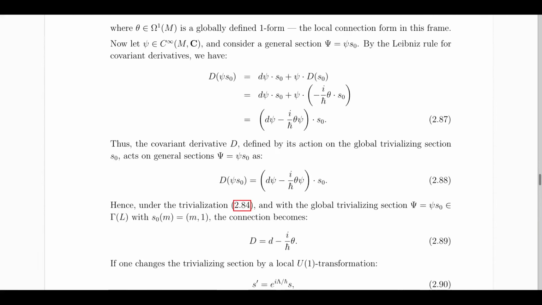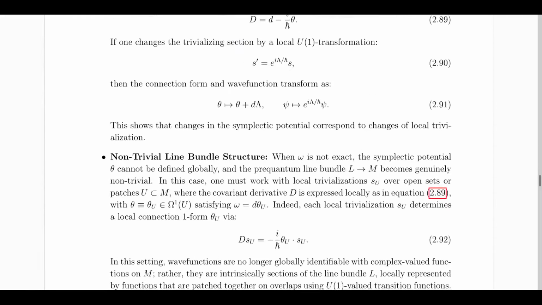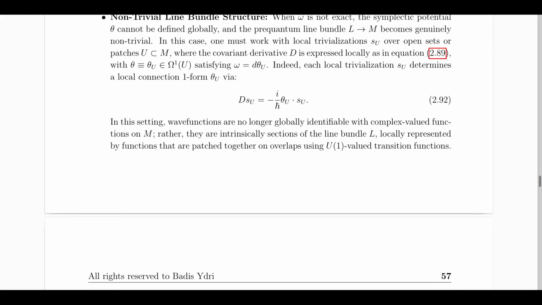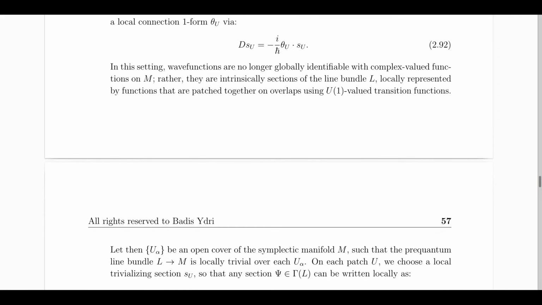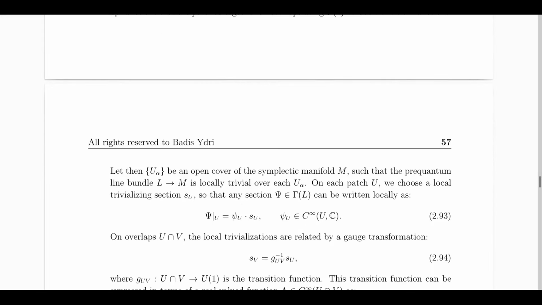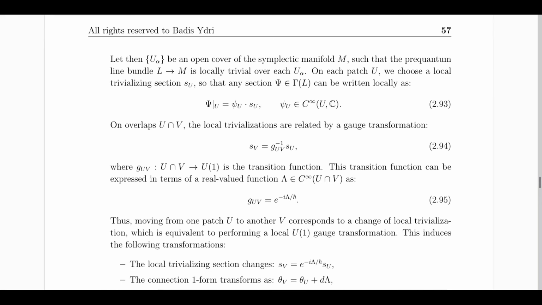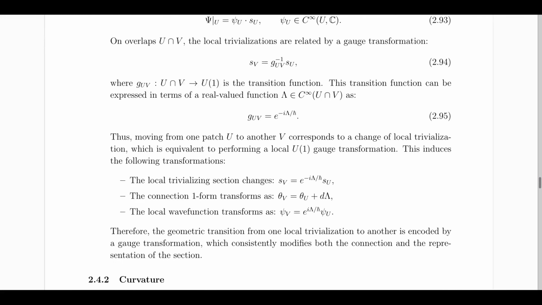Non-trivial bundles, local trivializations, and gauge transitions. But in general, omega may not be exact. Then the symplectic potential can't be defined globally. Instead, we work with local potentials on coordinate patches, and wave functions must be glued across overlaps using U(1) transition functions, encoded by exponentials of smooth functions. This geometric setting reflects deeper topological properties of phase space. The line bundle becomes genuinely non-trivial, and wave functions must respect that topology.